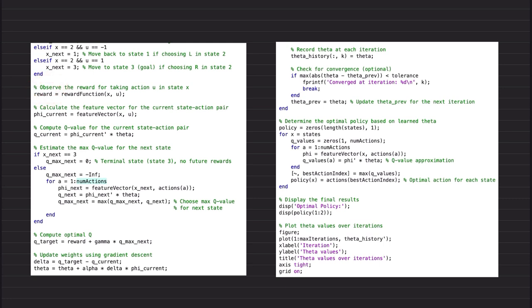After that, you observe the reward, and then we compute the Q value for the current state action pair, basically phi transpose multiplied by theta. Then we estimate the Q value for the next state like this, with max over A prime of phi transpose theta. And then we compute this Q target, if you remember, the one coming from the Bellman equation. Basically, it is reward plus gamma Q max next. Then we write this error, Q target minus Q current, and the theta update is alpha delta multiplied by phi current. So I represent it here.